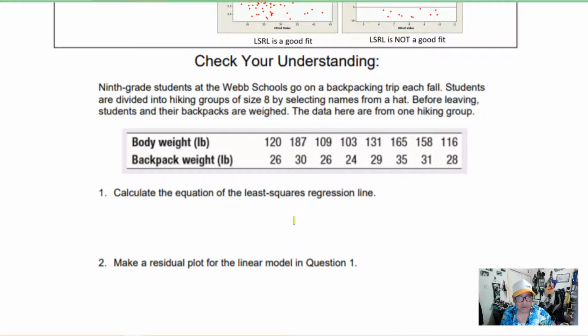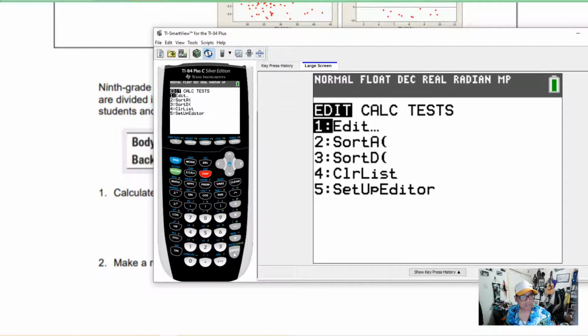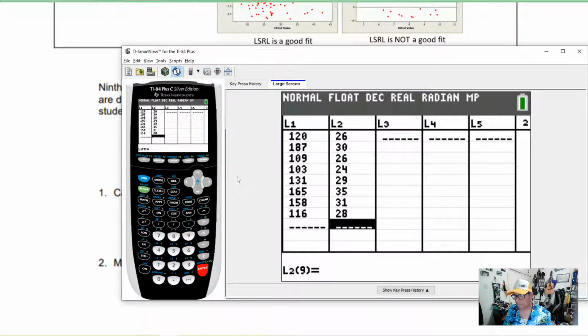So here are the data for one hiking group, and we're going to calculate the equation of the least squares regression line. To do this one, we're going to practice with the TI-84. With our TI-84, we're going to turn it on, go to Stat, Edit, and now that we have nice, clean lists, we're going to put our data into the lists. Here are our body weights. Hopefully, the people with a higher body weight are going to be carrying a heavier backpack. That's generally the way things go.